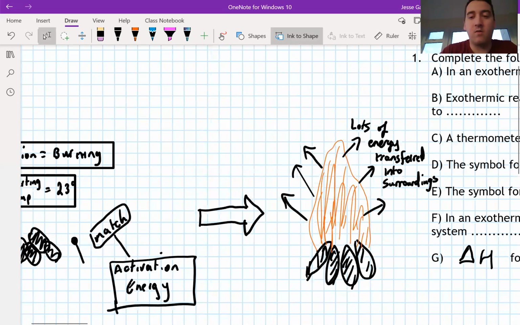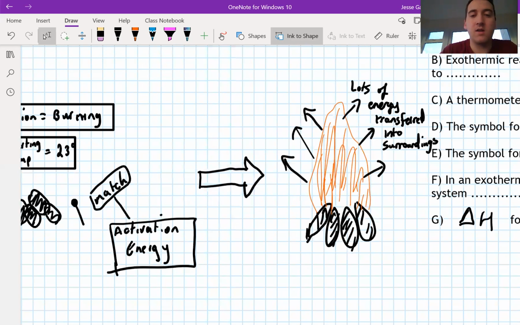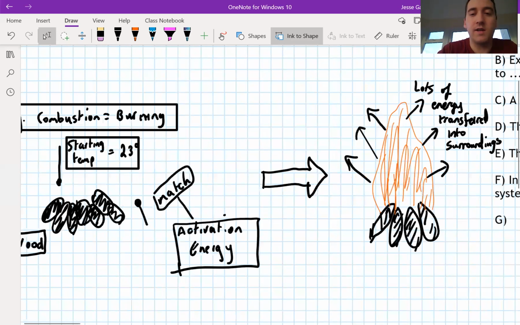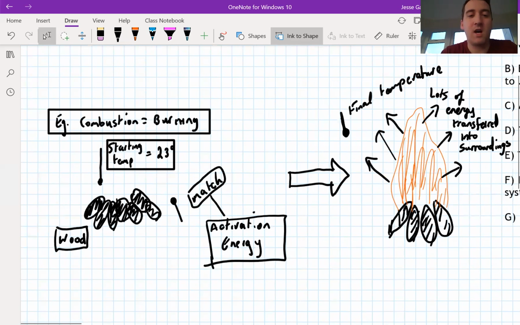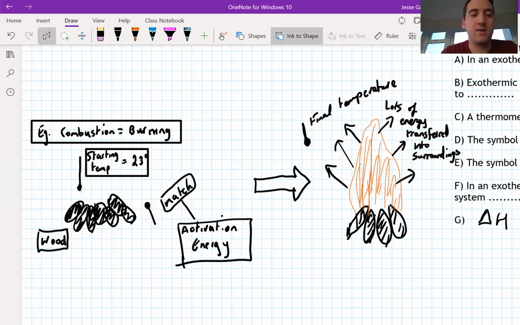Now, what is going to happen to our thermometer? We're going to take our thermometer again, and remember, a thermometer is for measuring temperature. What will have happened to it before and after? Well, we're going to have a final temperature. Now we might not be able to predict an exact number, but tell me, is it going to be higher or lower than the starting temperature? Tell me now. 1, 2, 3.